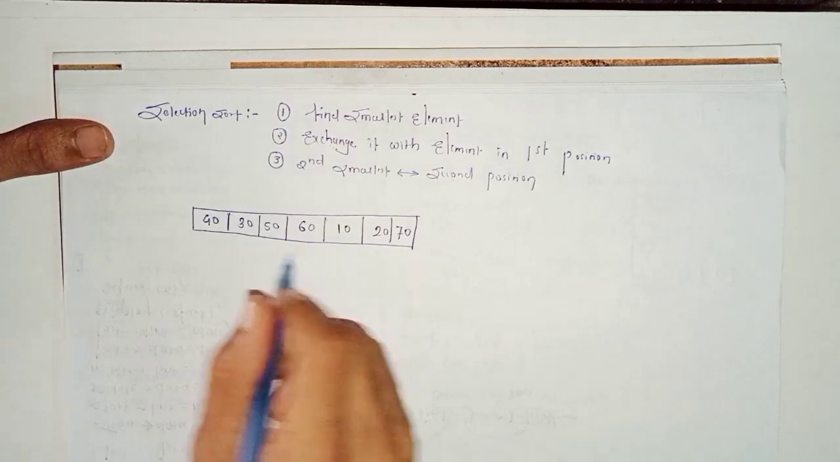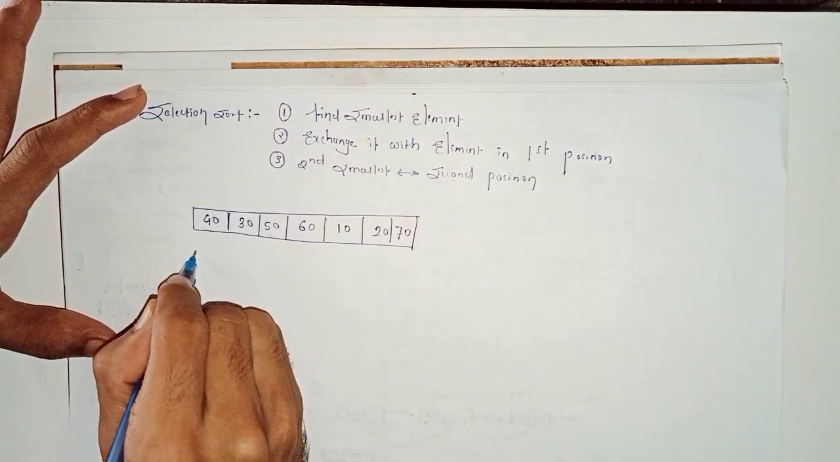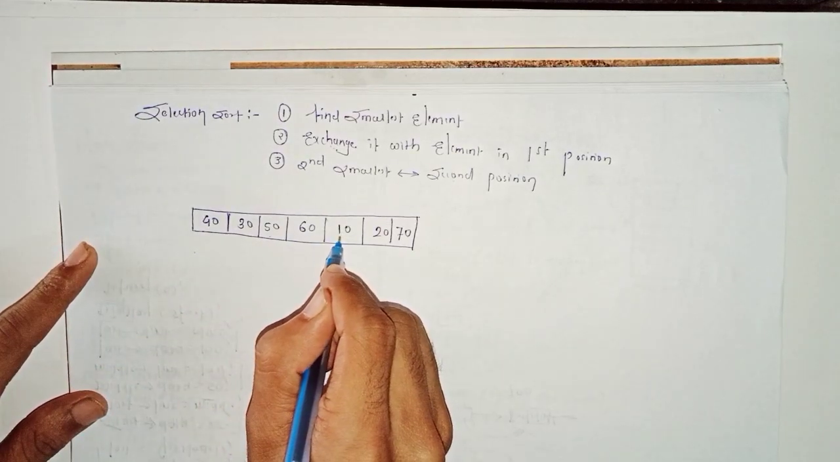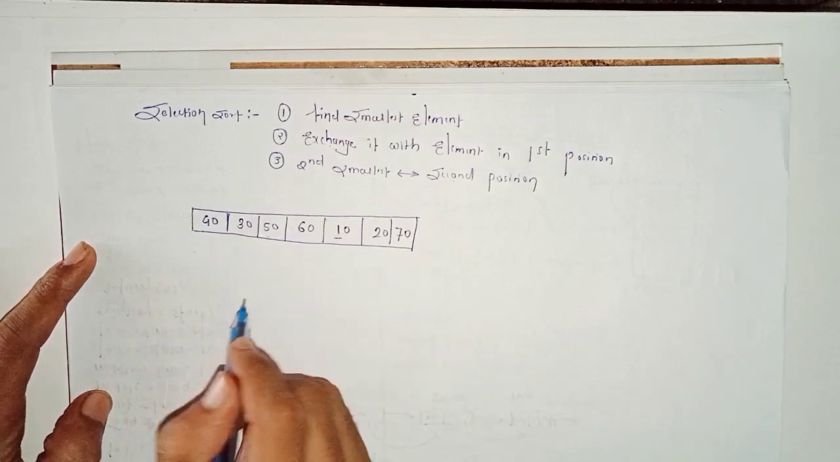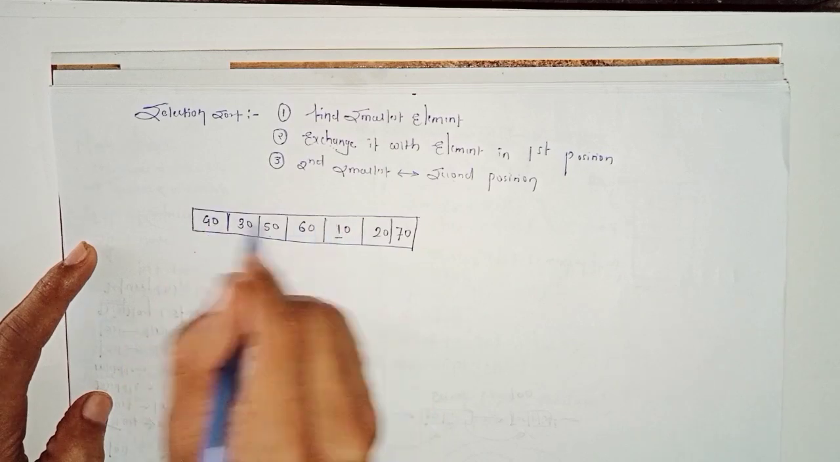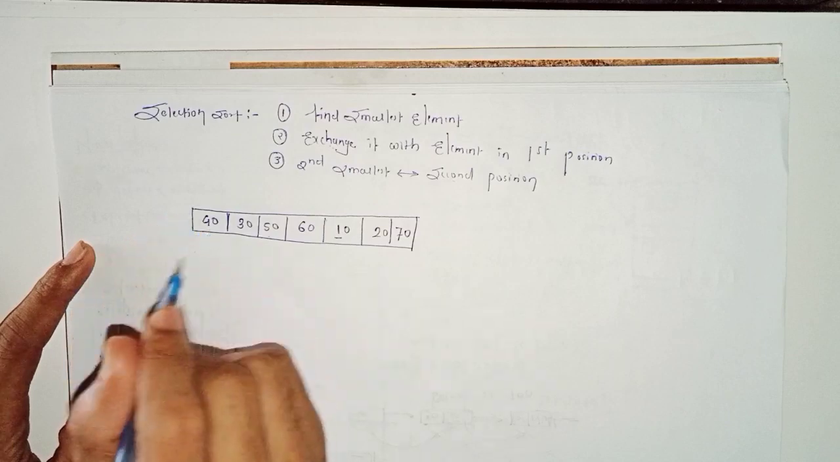So what is exactly happening right here? This is the array. First of all I will find the smallest element right here; 10 is the smallest element. And this is our first position. So what I will do is simply swap. That means at the first position 10 will come and at this position 40 will come. So this will be pass one.